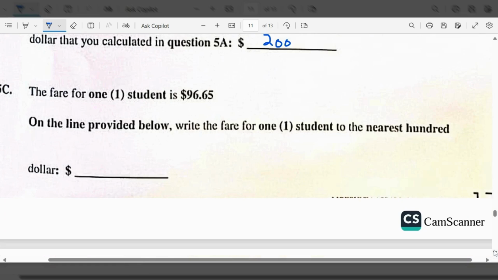And the fare for one student is 96.65. So on the line provided, the fare for the student to the nearest $100. Again, we're looking at the tens place, and then we can round 96 up. Since it's greater than 50, we're rounding the number up to 100.